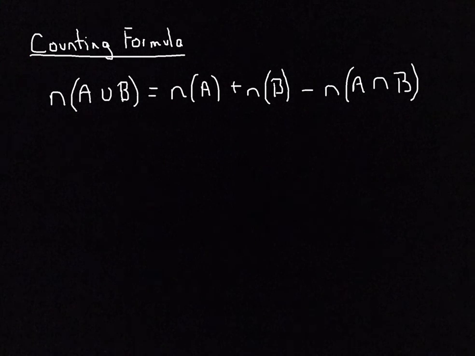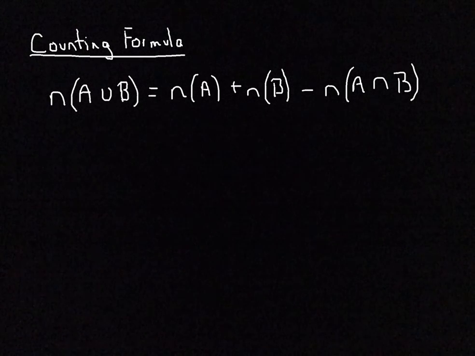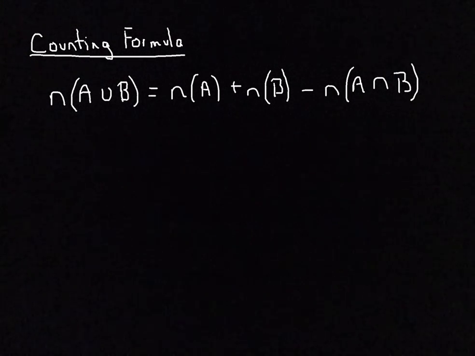One of the important formulas that we're going to encounter here, called the counting formula, says this: the number of elements in the union, the combination of A union B, or A or B, is equal to the number of elements of A plus the number of elements of B minus the number of elements in the intersection of A intersect B, or A and B. So let's take a look at a problem that would use this counting formula.